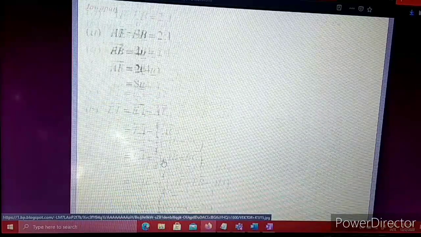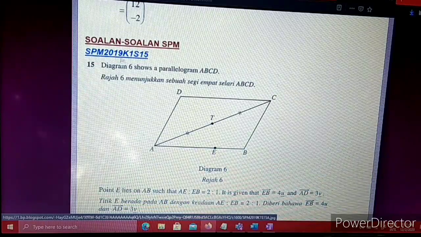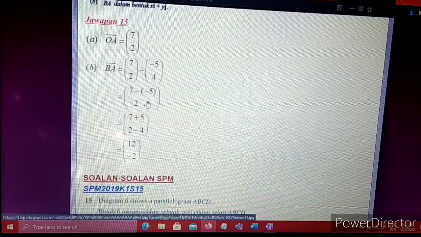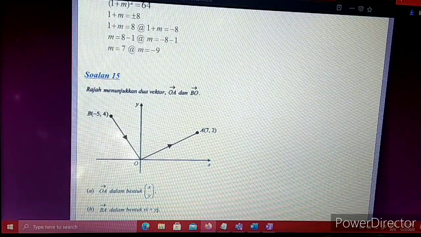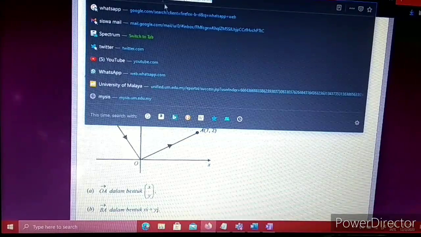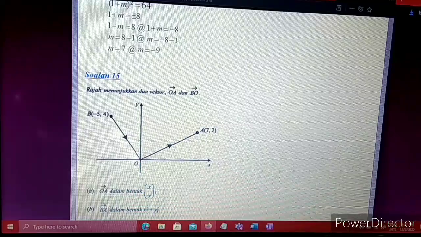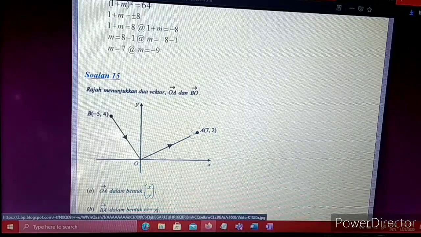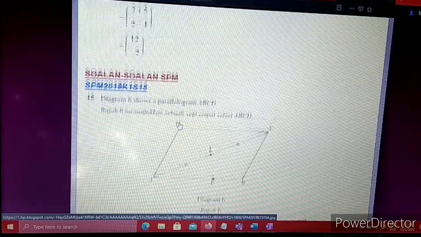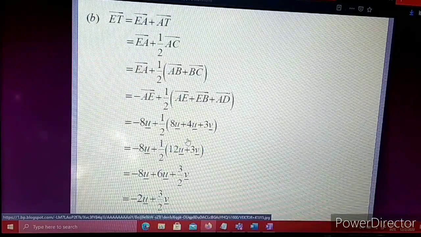So actually this is SPM 2019, last year. You can access this blog. This is the link you can access. You can just type the keywords like Matematik Tambahan soalan vector, and you will have access to these questions, and you can try the questions without looking at the answer.